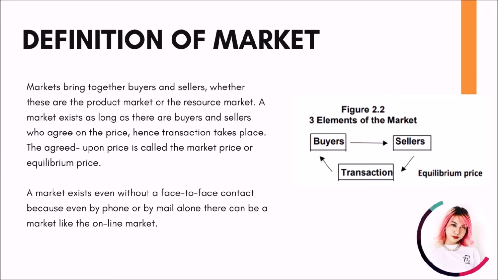The agreed upon price is called the market price or equilibrium price. Take note that a market does not exist in a definite place only. It can exist anywhere as long as there are buyers and sellers who agree on the price. A market exists even without face-to-face contact because even by phone or by mail alone, there can be a market, like the online market.